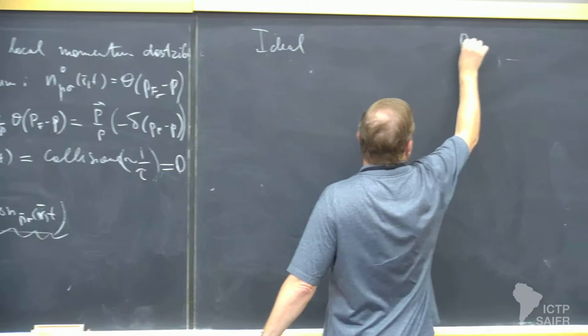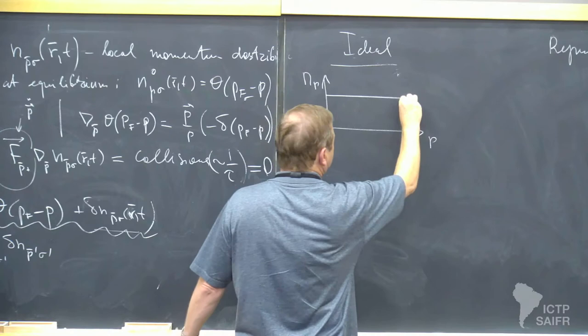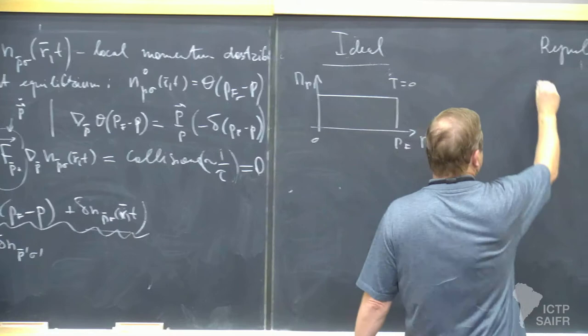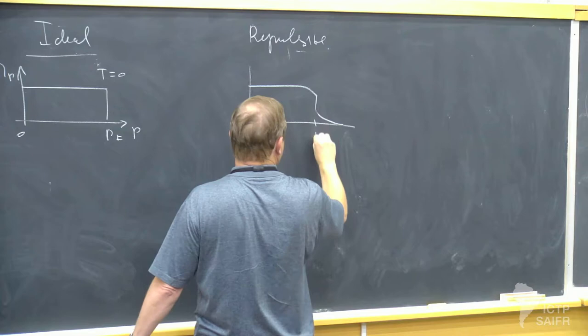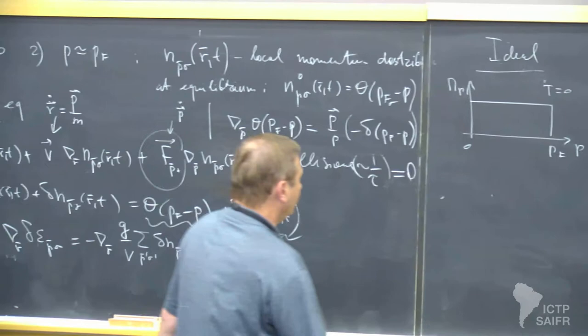So first of all, if I look at the distribution of particles at t equals zero, that's a step function. In this case, it is discontinuous, but it's not the step function. And this discontinuity is less than one. That's a distribution function.